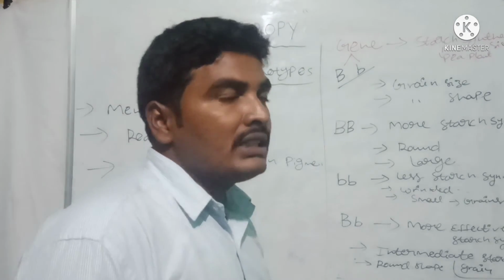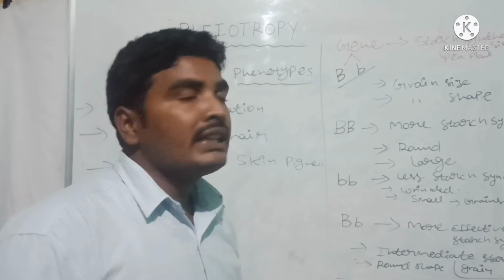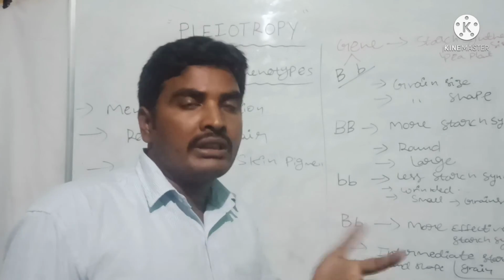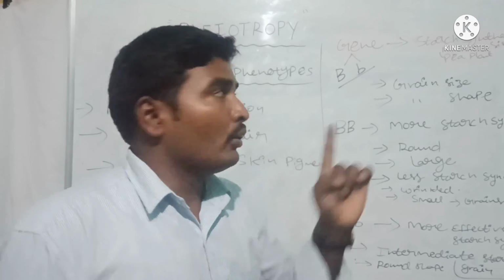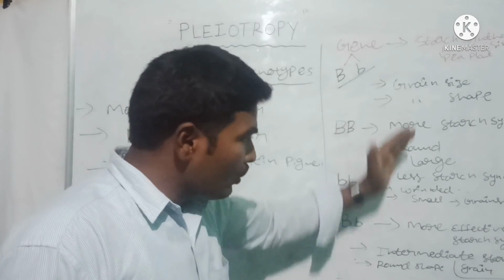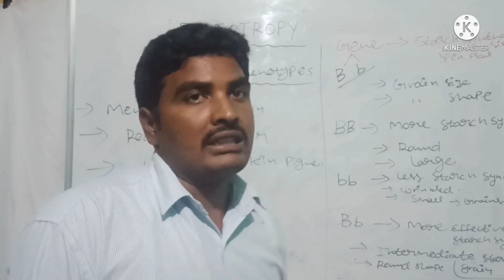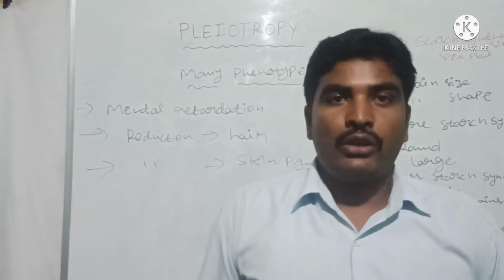Pleiotropy means what? One gene can control more than one phenotype. It is called pleiotropy. So thank you for watching.